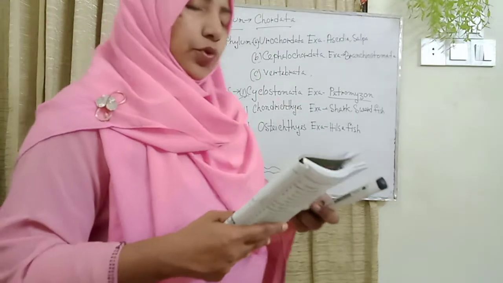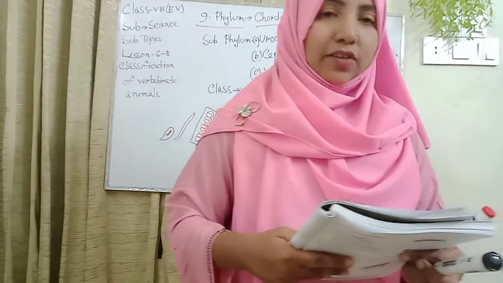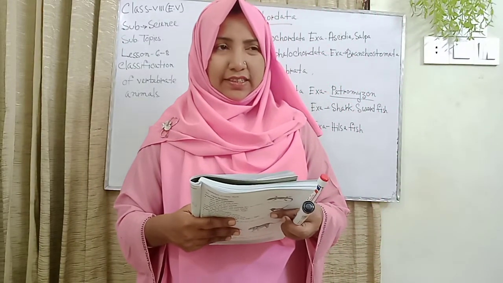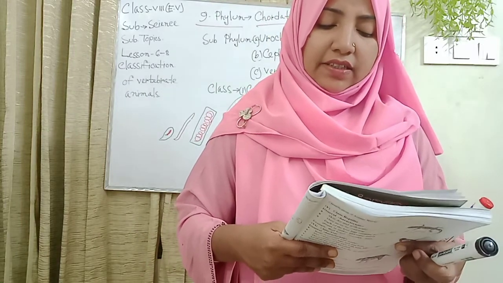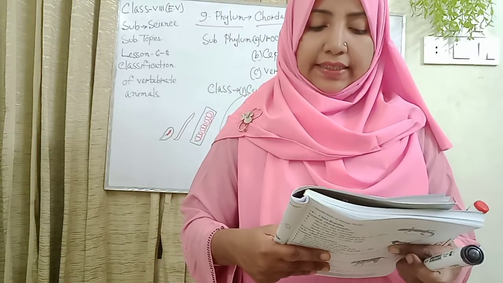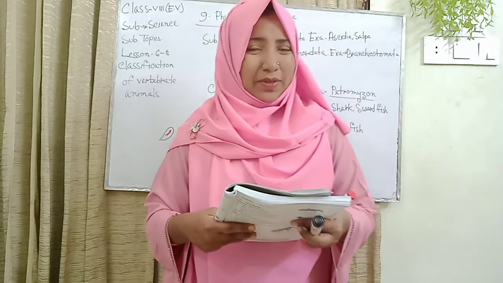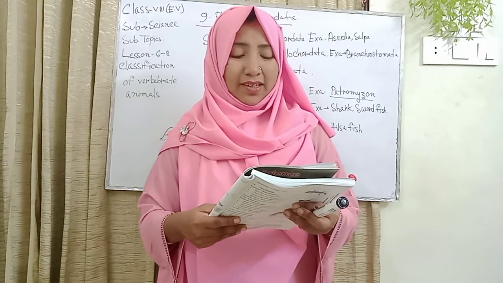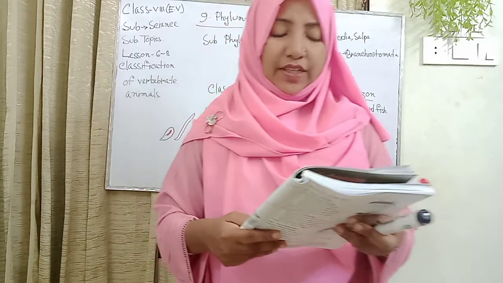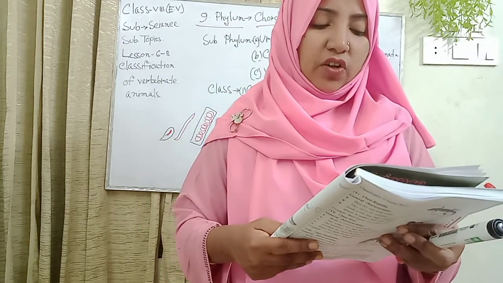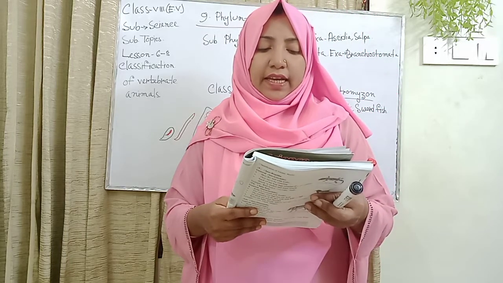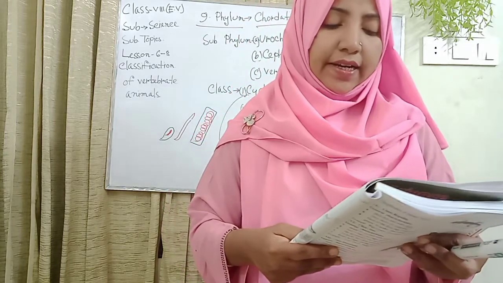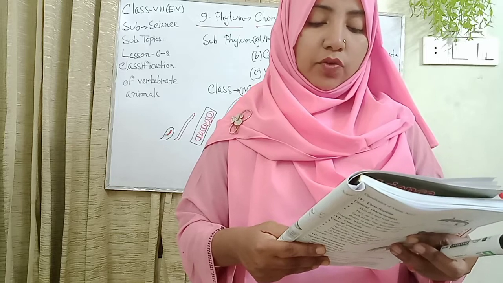The second class is Chondrichthyes. They are all marine. They have a cartilaginous skeleton and skin with placoid scales. Please everyone underline this word, placoid. They have 5 to 7 pairs of gills on both sides of the head, and a streamlined body with a heterocercal tail but no operculum.